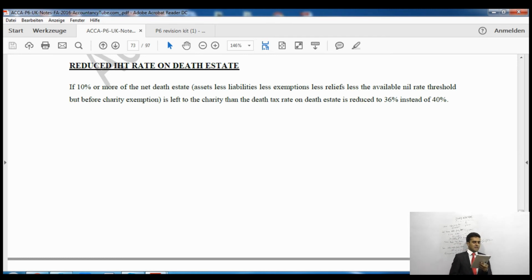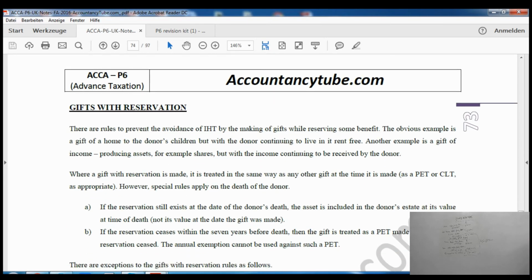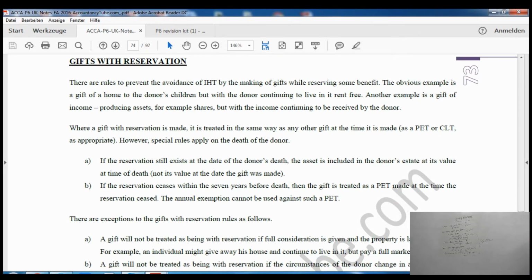Now when I say net death estate, what does it mean? It tells you in the brackets. So we'll take the assets less liabilities, less exemptions, less any reliefs, less any available nil rate band, but before the charity exemption itself. So we'll have to deduct all of these things but before charity itself, and that is called the net death estate. And if 10% of that is transferred to a charity, then a reduced rate of tax will apply.